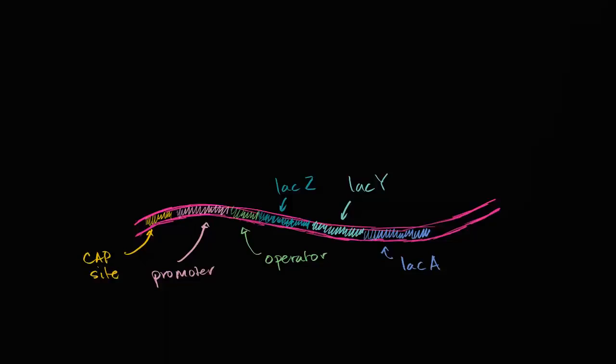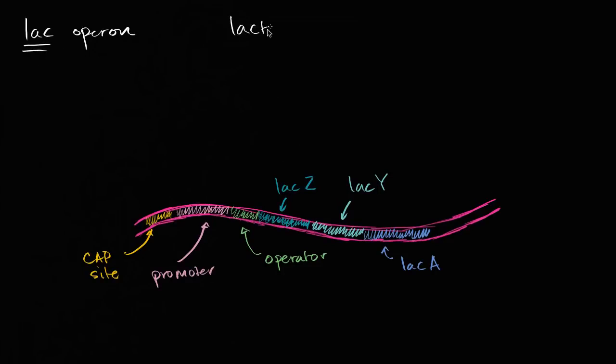We're now going to talk about one of the most famous operons, and this is the lac operon. It is part of E. coli's genome, and the lac right over here is referring to lactose. And so you can imagine that it codes for genes involved in the metabolism of lactose. The word lactose might already be familiar to you. It is a sugar found in milk.